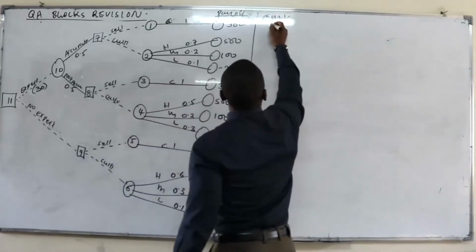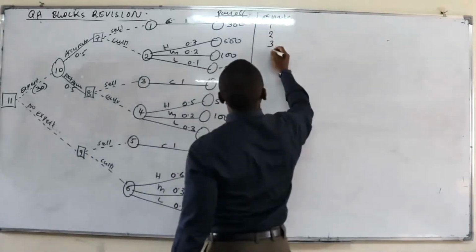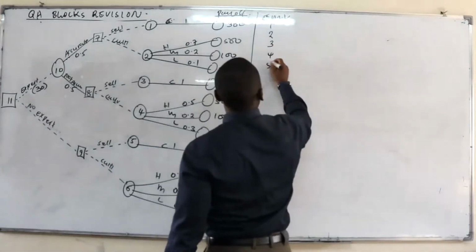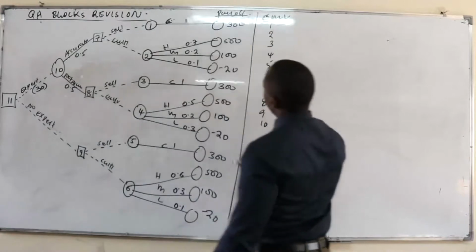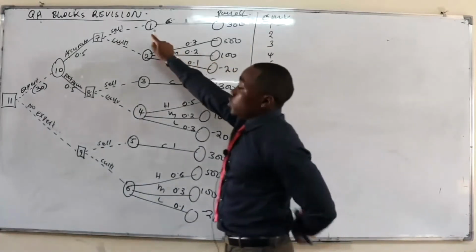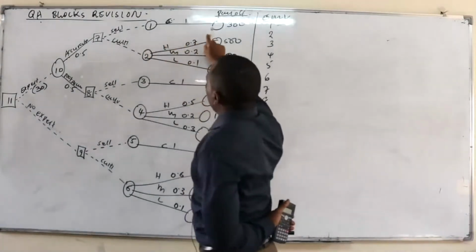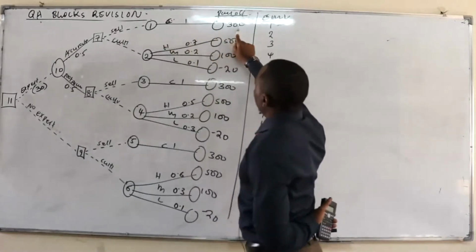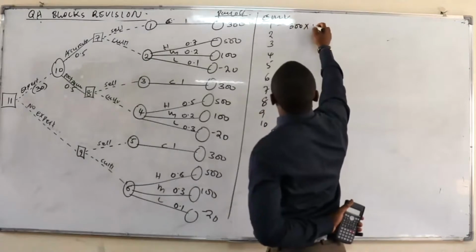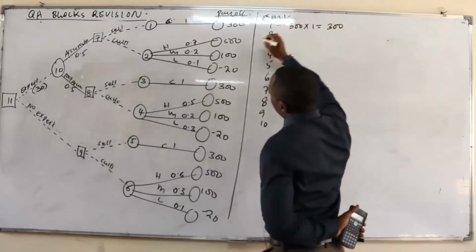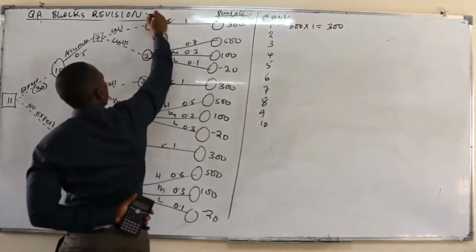EMV. Node 1, node 2, node 3, like that. Node 4, 5, 6, 7, 8, 9, 10. So let's start with node 1. Node 1 has only one outcome, and with this outcome you can get 300, and the probability of occurrence is 1. So you'll be taking 300 times probability of 1, and you get 300. So let me write it there, 300.